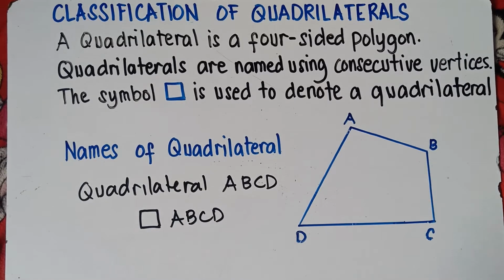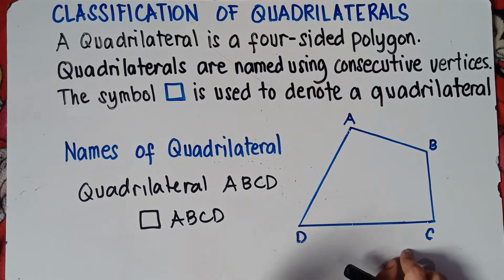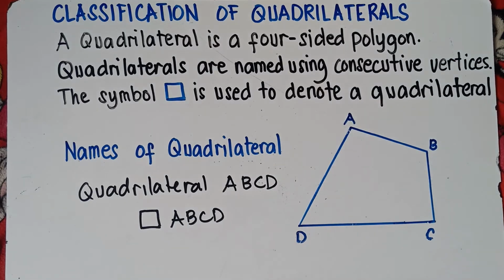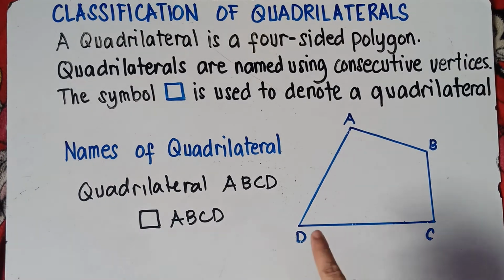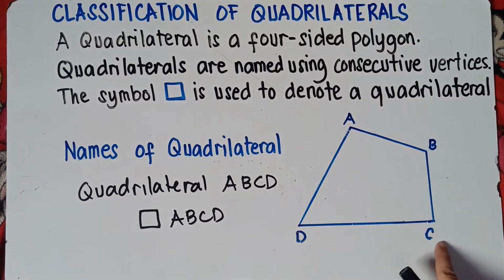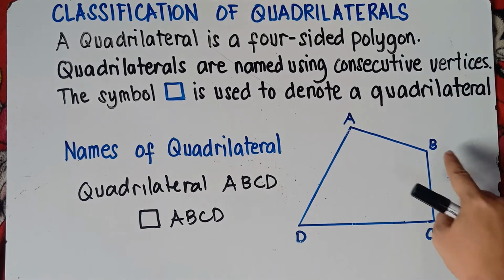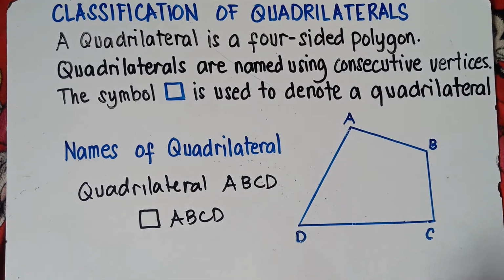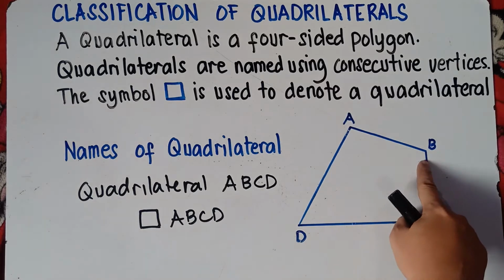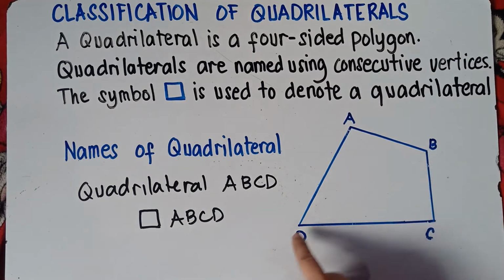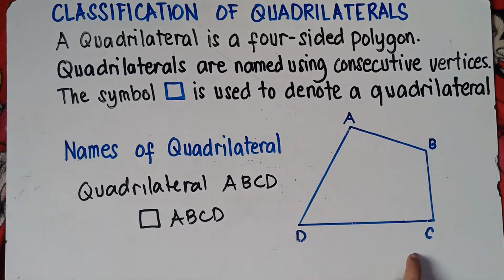Now remember, class, when you name the quadrilateral, it should be consecutive vertices. What do you mean by that, sir? Consecutive vertices. It should be one after another. Example, A, B, C, D. You can read this one D, A, B, C, or C, B, A, D. So it should be consecutive. You cannot read it A, C, D, B. Nope. B, D, A, C. Nope. You cannot read it like that.